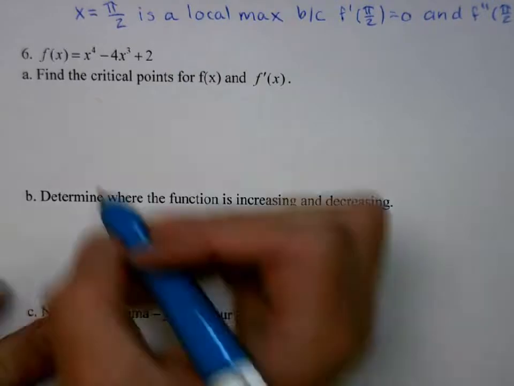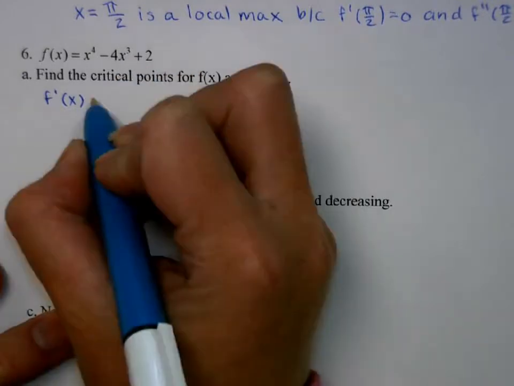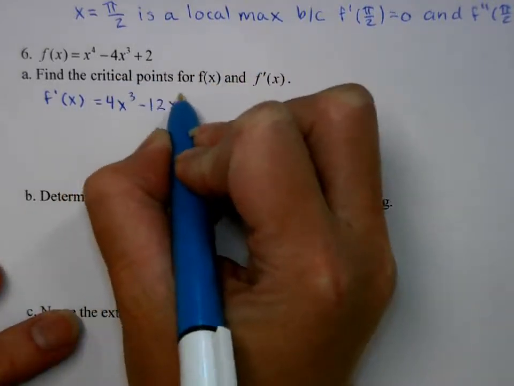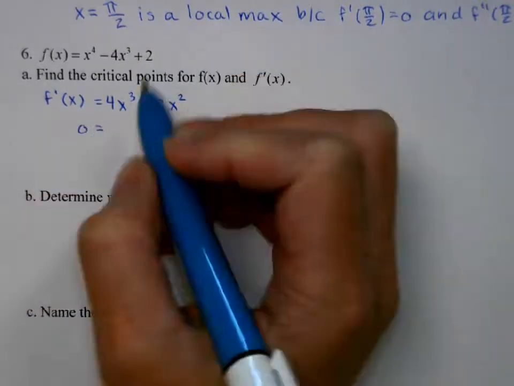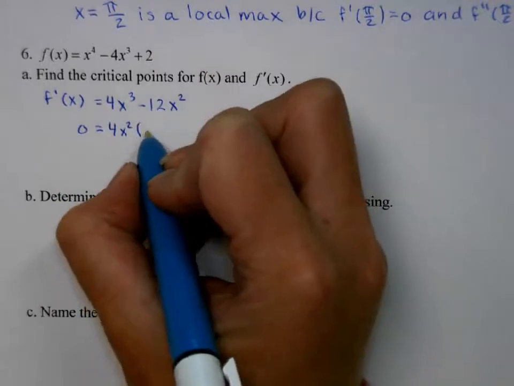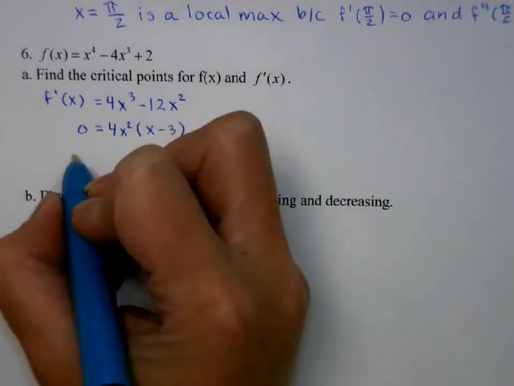So f prime of x is going to be 4x cubed minus 12x squared. We want to figure out where that is 0. So we will factor out a 4x squared, which leaves me with an x minus 3. So my critical points here are x equals 0 and x equals 3.